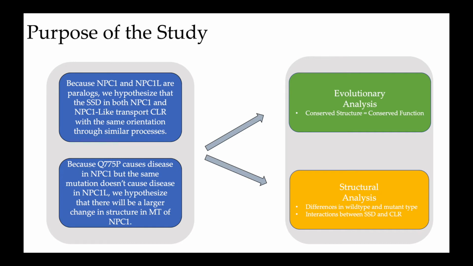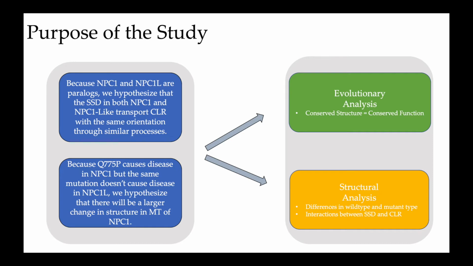So the purpose of the study and the hypotheses that we had throughout this experiment: the first one, that we saw on the last slide, is that because NPC1 and NPC1-like are paralogs, we hypothesized that the sterol sensing domain of both NPC1 and NPC1-like transport cholesterol with the same orientation through similar processes. So comparing NPC1 and NPC1-like. But then the second hypothesis is, because the mutation from glutamine to proline at residue number 775 in NPC1 causes disease, but the same mutation doesn't cause disease in NPC1-like, we hypothesize that there will be a larger change in structure in the mutant type of NPC1 compared to the change in structure in the mutant type of NPC1-like.